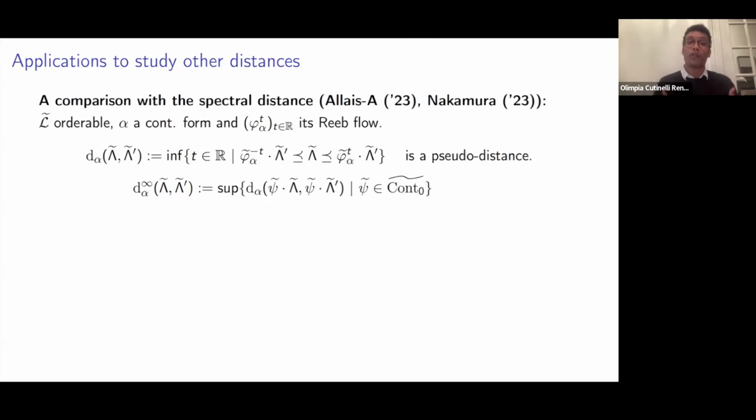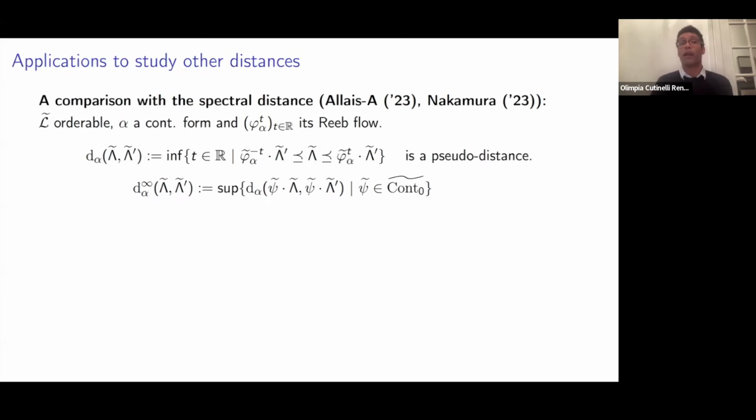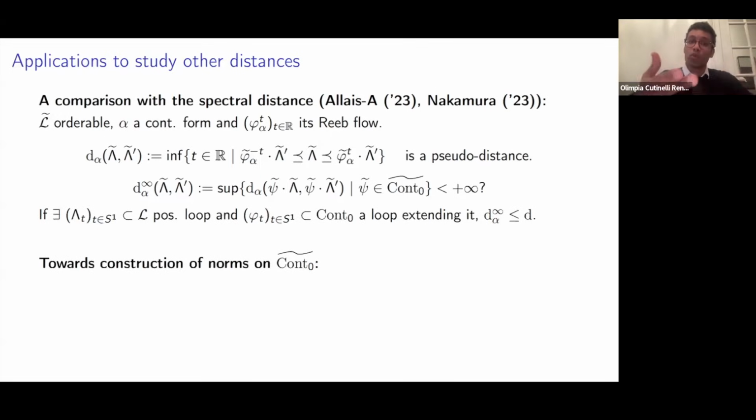So maybe it will be interesting to see whether, without this assumption of theorem A, this map is still finite or not. It would mean that only orderability of L would be enough to expect existence of an unbounded invariant distance on the space of Legendrians. But this I don't know for the moment. And I wanted to talk a little bit also about how we can use this distance to maybe construct norms on the group of contactomorphisms, but maybe I skip it, and if we have time at the end, I talk about it.